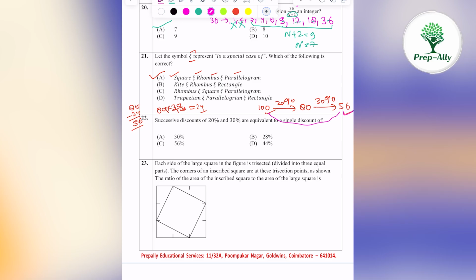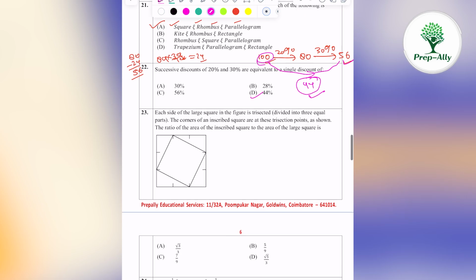So in total, how much discount are we getting? 44 rupees discount we are getting here. So for a 100 rupees thing we are getting 44 rupees discount. So can I say a 44% single discount? Basically, these two successive discounts are the same as a single discount of 44%. So option D is the correct one.